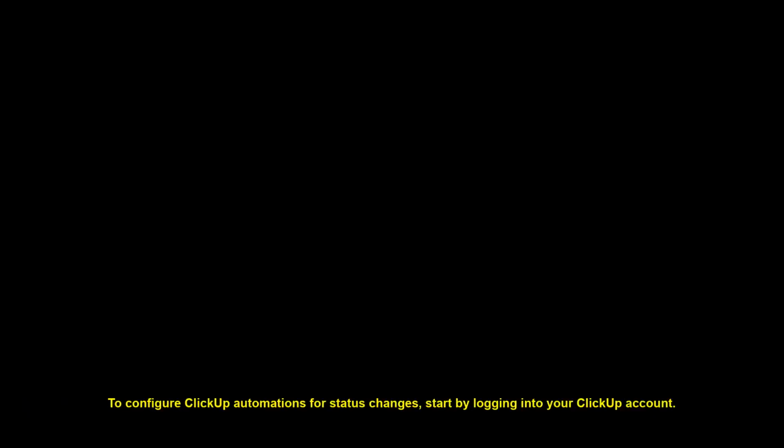To configure ClickUp automations for status changes, start by logging into your ClickUp account. Navigate to the specific workspace where you want to set up the automation. Select the space or folder containing the task list that you wish to automate. Click on the three-dot menu icon located in the upper right corner of your task list.